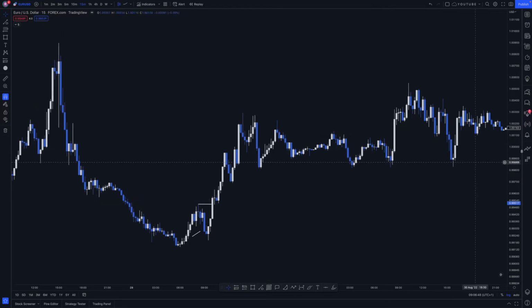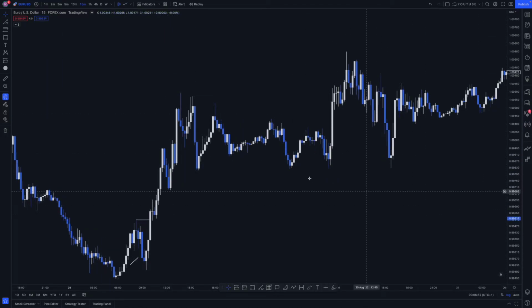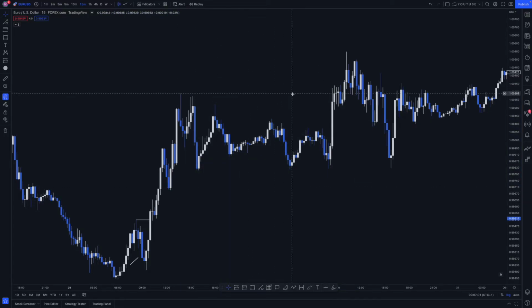So I'll just delete that right here. What we can do is, as you can see, we are coming up, and what we've got here is a big sort of range. So what do you know with ranges? With ranges, there is liquidity resting above and below, and what you will see now is we've come down.